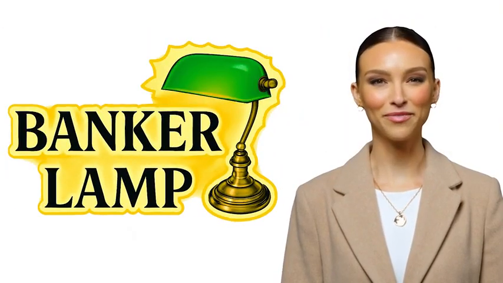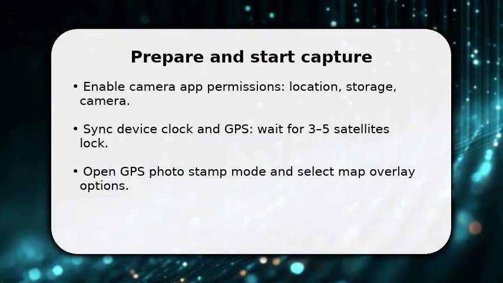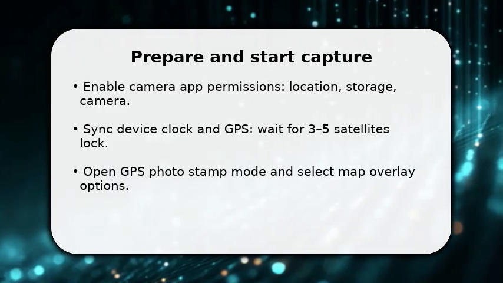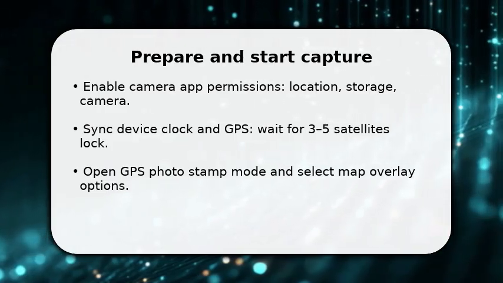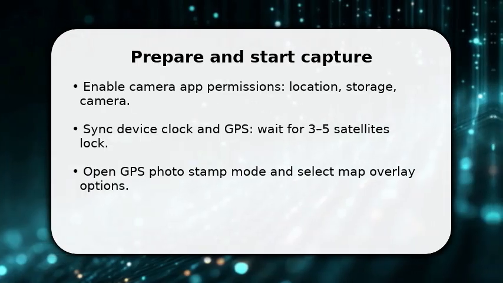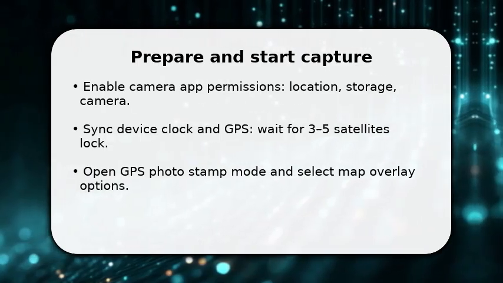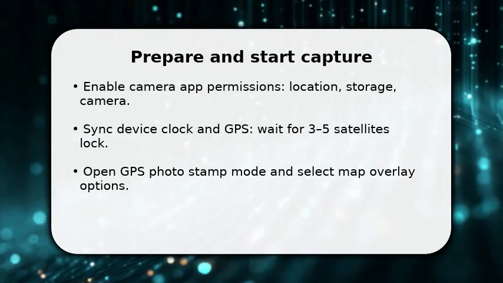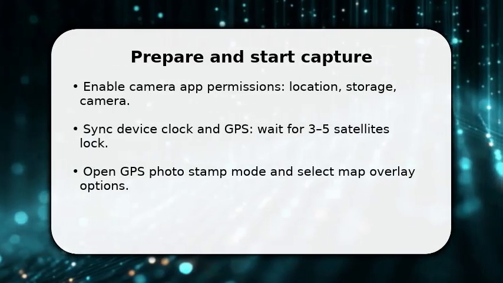Please enjoy the video. You begin by enabling precise permissions, so the app can attach coordinates and timestamps to images. Once done, make sure your device clock is accurate and wait for a solid GPS lock, typically 3-5 satellites, because the stamp's accuracy depends on it.